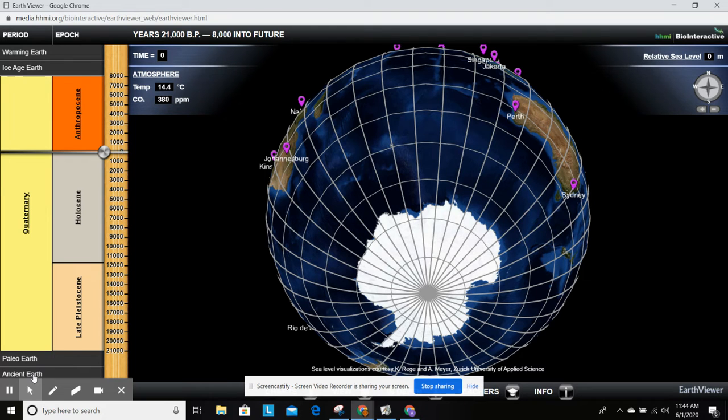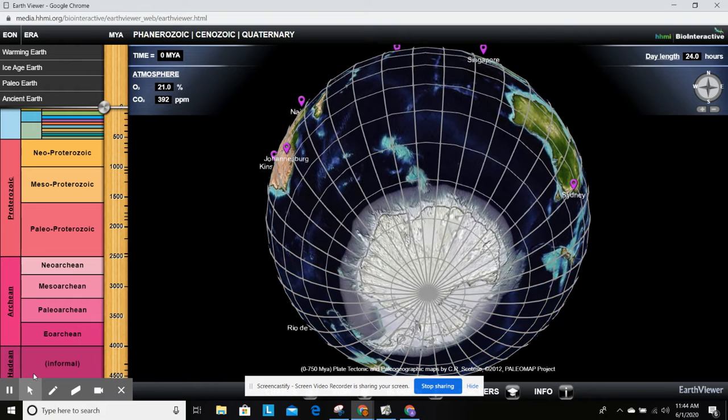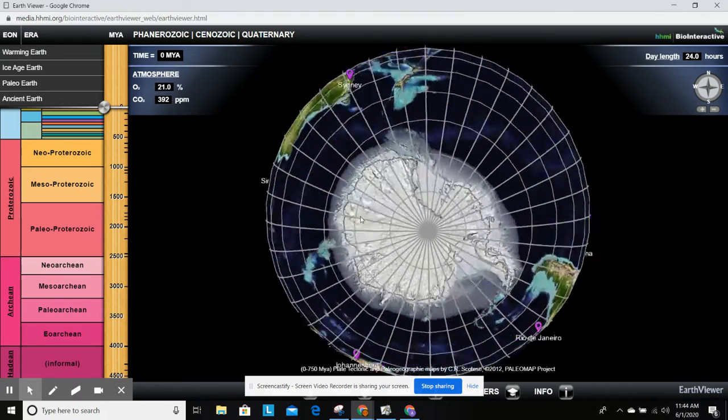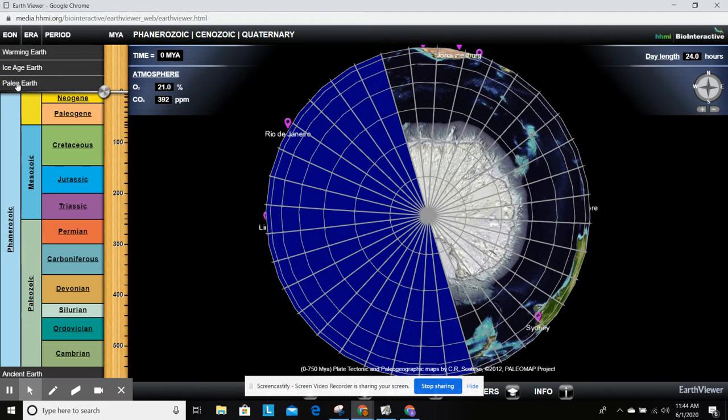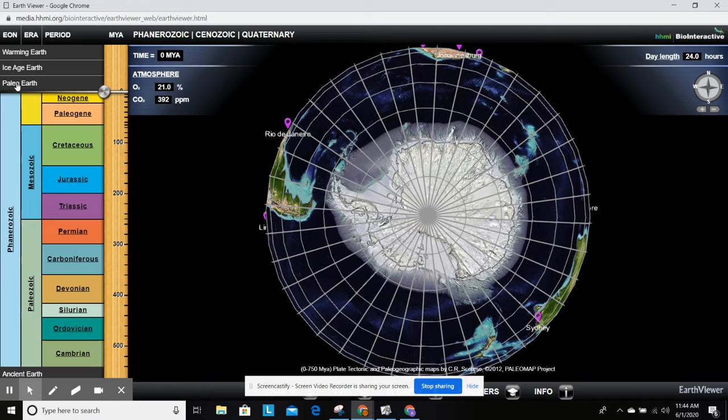You can also see the ancient earth and see the percentage of oxygen, the carbon dioxide, the time, and the day length. You can rotate the planet and see what the land mass was like, the ratio to the percentage of water. For our reference, we will be going to the Paleo Earth, and that will give us most of the information that we are looking for.